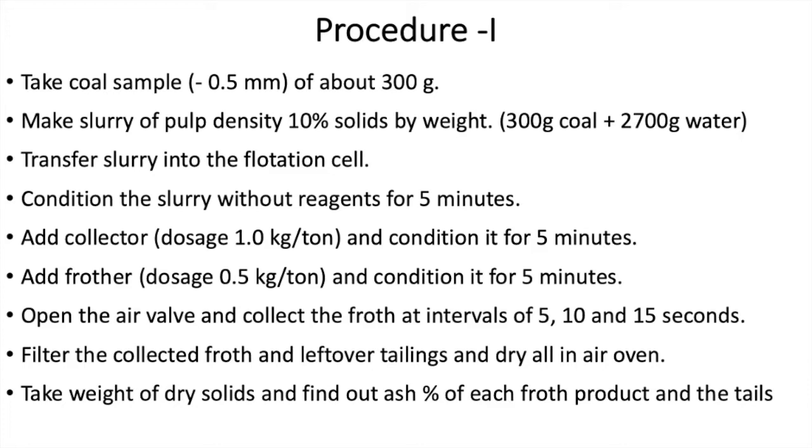Both can be done. Then you allow the machine to operate for a few minutes so that the particles are completely mixed with water. Then you add the collector. The dosage given here is 1 kg per ton. So depending on the mass of the solid that you are taking here, you measure the amount of collector that is required to match this dosage, and you condition it for 5 minutes. This conditioning is done to ensure that the collector is getting adsorbed on the mineral surface, in this case, coal.